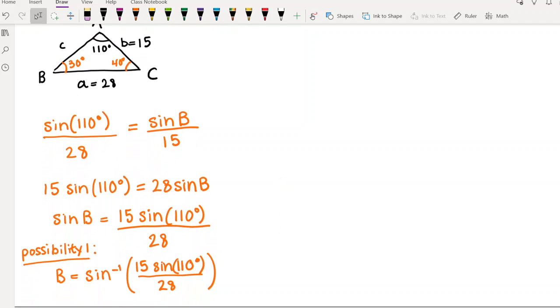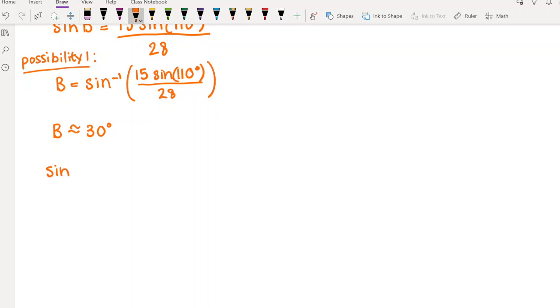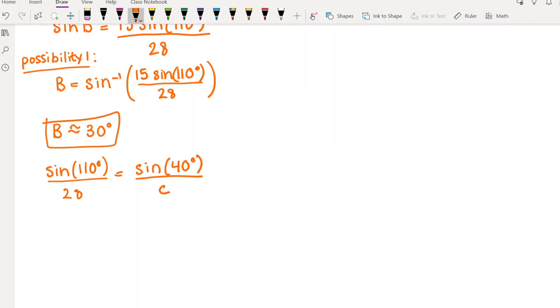And so now we can say sine of 110 over 28, so that original ratio, is equal to sine of 40 over C. So we have sine of 110 over 28 is equal to sine of 40, that's what we found angle C was approximately equal to, over C. And I'm not going to go through all the steps of that, but if you were to solve that for C, you would find that C is approximately equal to 19.